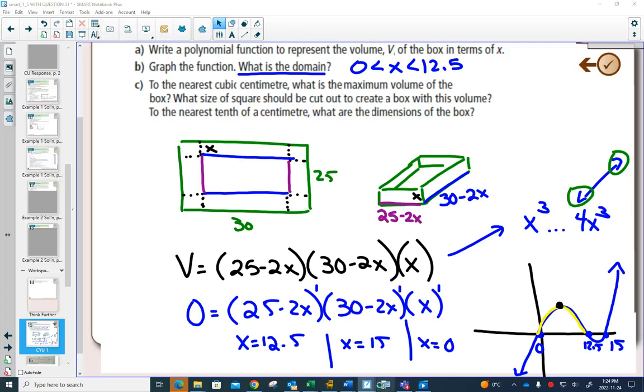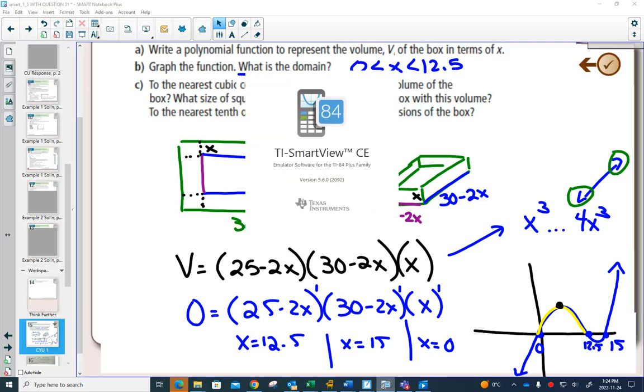So I'll pull up my calculator. And once we've got that in there, we need to find out what that point is that gives us our maximum. So if you've got Desmos, type in this equation. If you've got a graphing calculator, type in that equation. And see if you can find this maximum point.